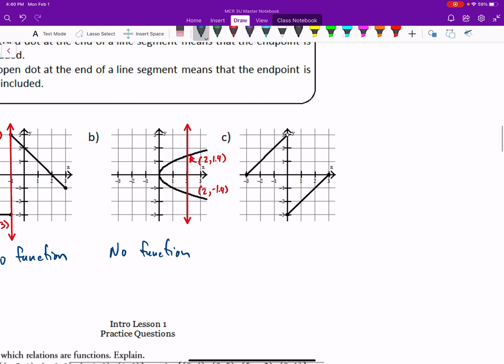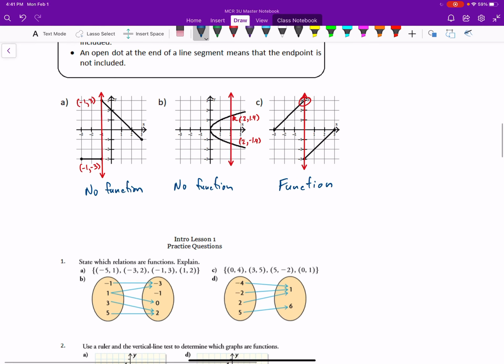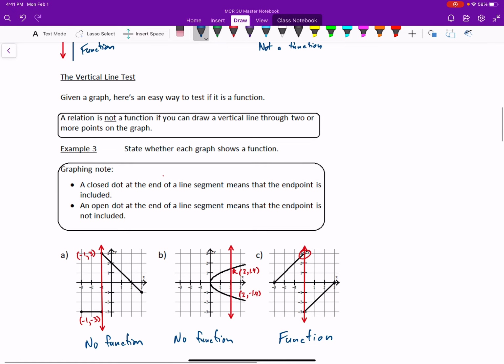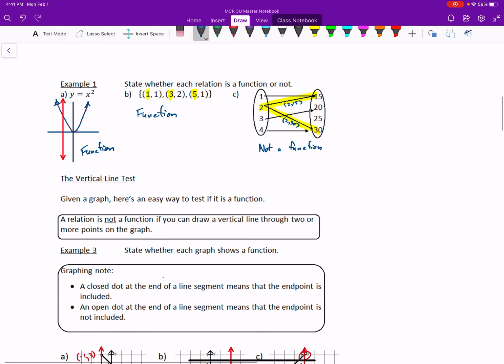And this one, well, if it's going to fail the vertical line test, it would be here on the y-axis, because there's nowhere else that it's clearly going to fail. But this is an open circle here on this one, which means that we're not including the endpoint of that line segment. So since we're not including the endpoint, this one will be a function. It doesn't fail the vertical line test. There's no place on this graph where it cuts through 2 points at the same time vertically. So that's what a function is. That's how we check for it.